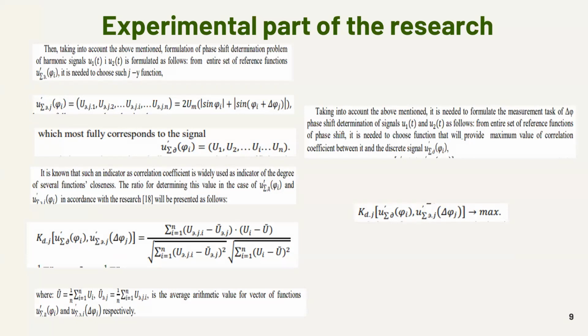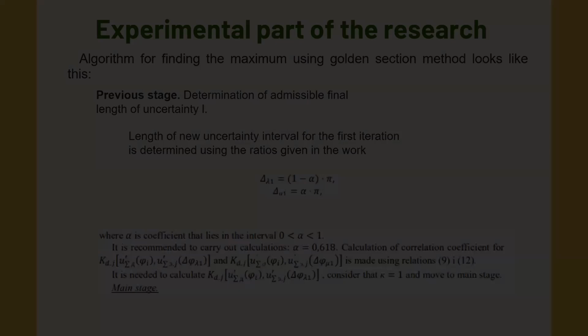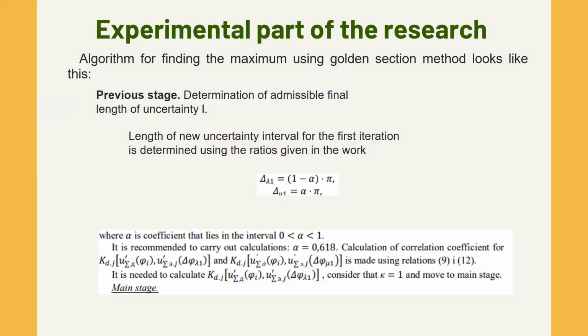We can do it with the help of a discrete reference function. On the slide you can see the experimental part of our research, and you can see the algorithm for finding the maximum using the golden section, which has a previous stage and a main stage, and why we should use such a maximum.